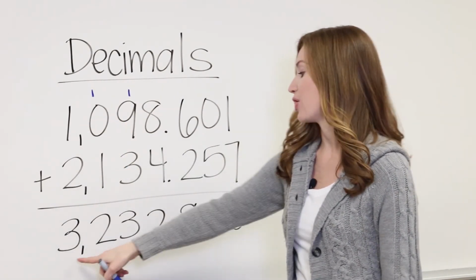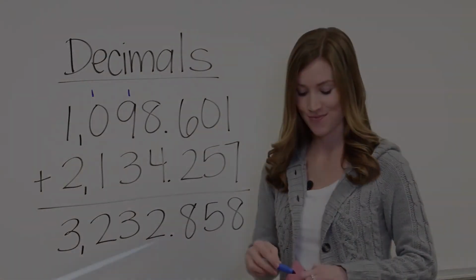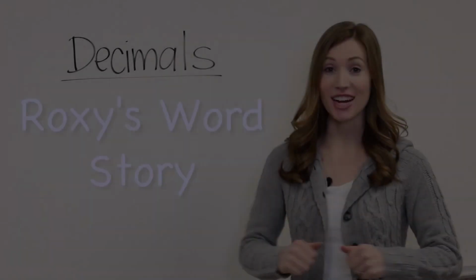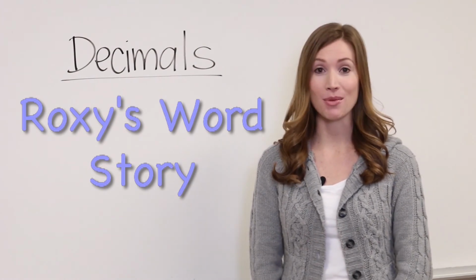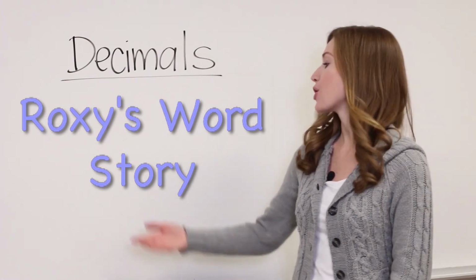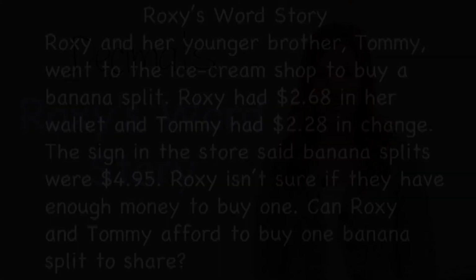So you should have gotten 3,232 and 858 thousandths. Great job. Congratulations, you made it. It's now time for Roxy's word problem of the day, which we like to call Roxy's word story. Let's read the story together.